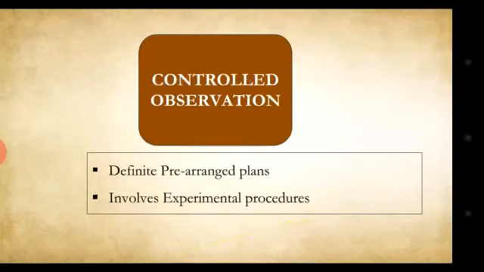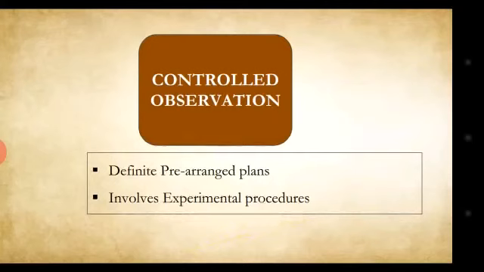And controlled observation. The word itself gives you a lot of meaning. You have a definite, prearranged setup and it involves experimental procedure. Generally when you discuss the word control, it takes place in experimental research, where we take controlled situations and have two groups, one the controlled group and one the experimental group. Then you know what is going to take place and you record all the observations.